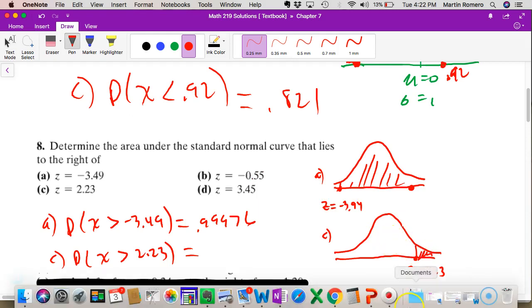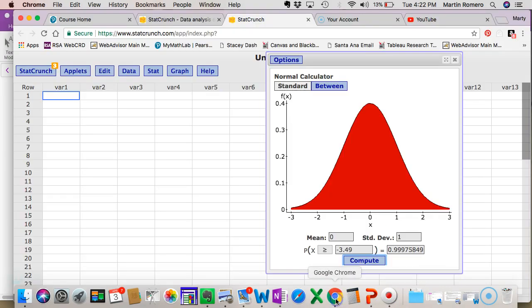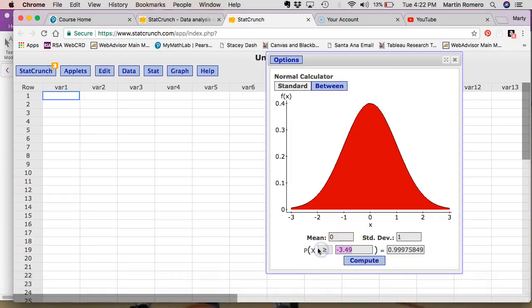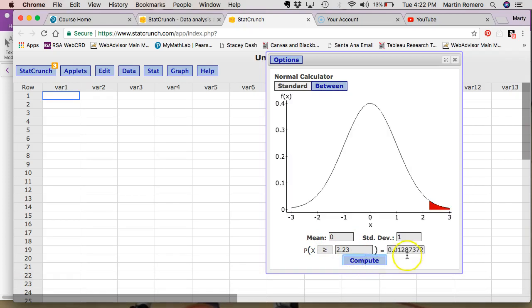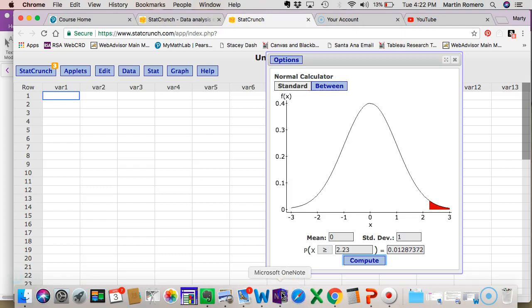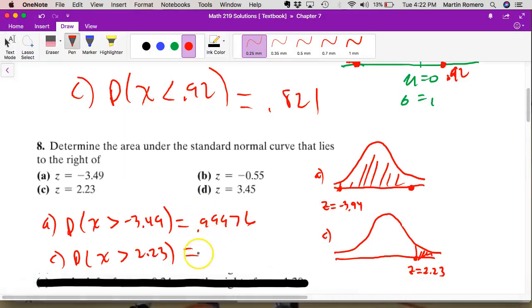And then x is greater than, so we're looking at this over here. That's 2.23, and so your answer here is going to change this to 2.23, greater than, compute, and it's 0.013. To 3 decimals, 0.013. I usually go to 3. The first one could be 1 if you were going to approximate that to 3 decimals. So that's the answer for A and C.